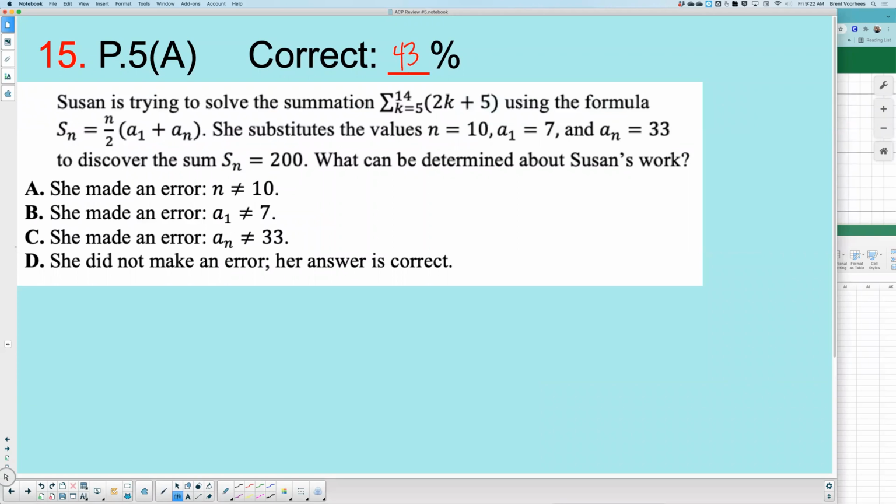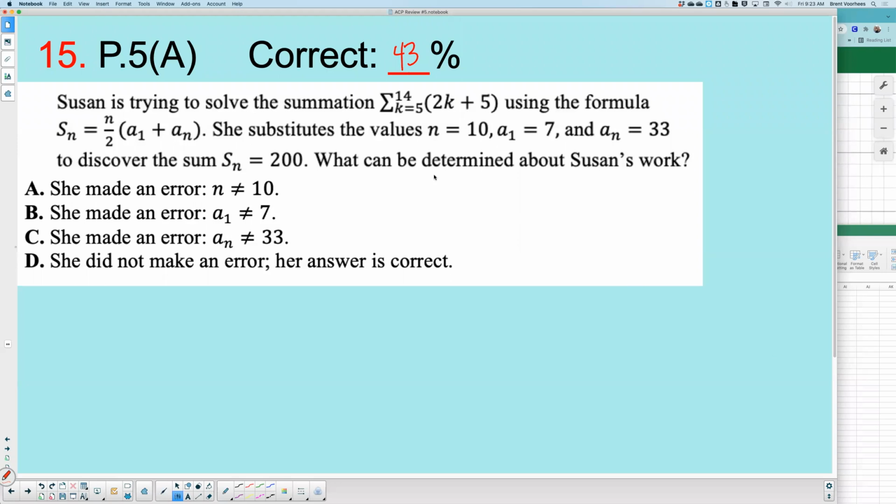Susan is trying to solve a summation using a formula off the formula chart shown there. She substitutes the values n equals 10, a1 equals 7, an equals 33. She discovers the sum is 200. What can be determined about Susan's work?